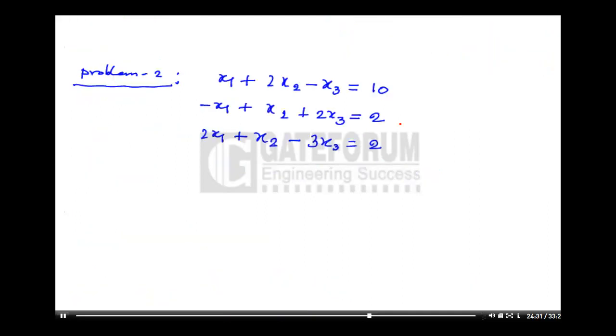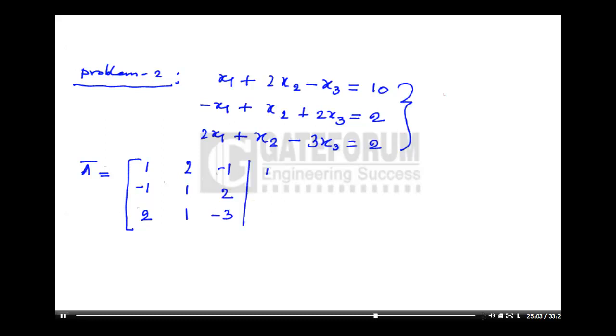Consider this problem. Let the system of equations be this. The question is whether the system has a solution; this means solve this system of linear equations. First we have to check whether this system is at all consistent or not, and for that we consider the augmented matrix as this: 1, -1, 2, 2, 1, 1, -1, 2, -3, and 10, 2, 2.